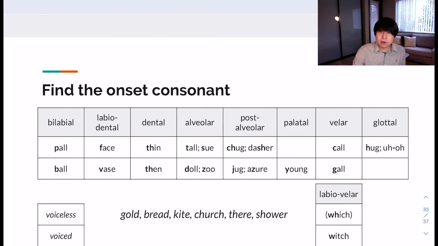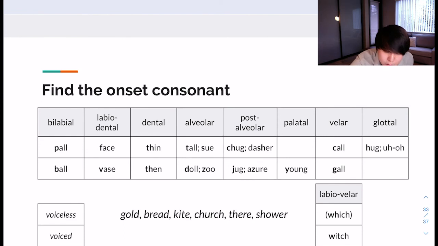Okay, so let's solve some problems. These are the problems that I'm going to solve here in this tutorial video. This will help you solve the problems in our homework set. Set number 1. Let's find the onset consonants of these words: gold, bread, kite, church, there, shower.